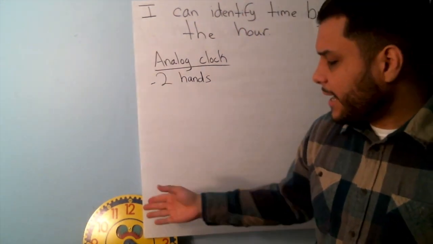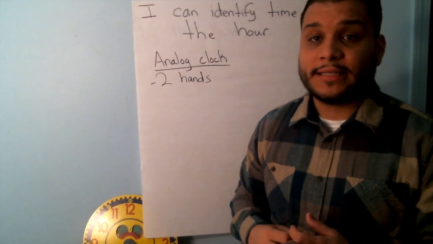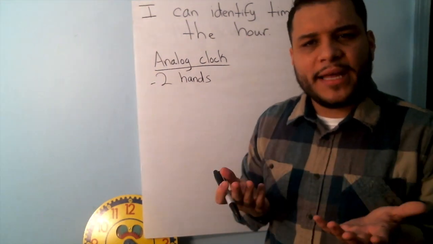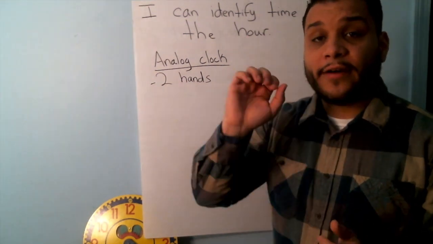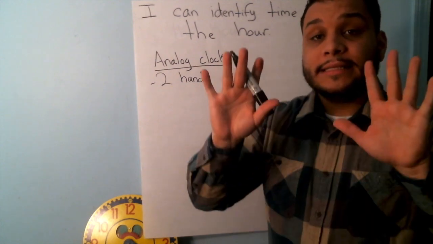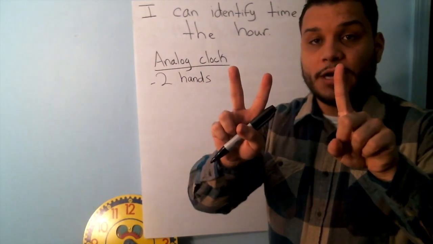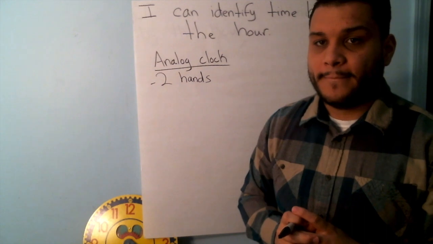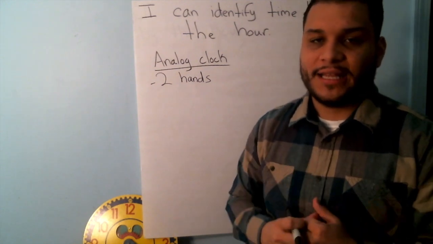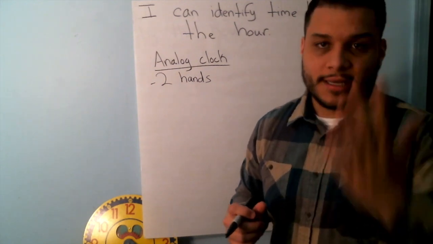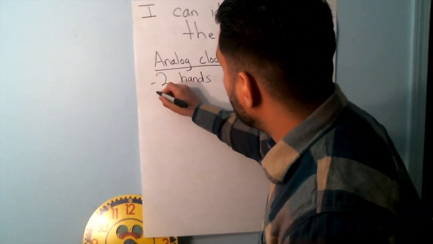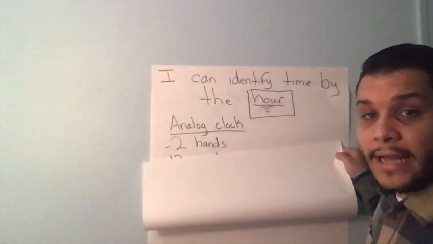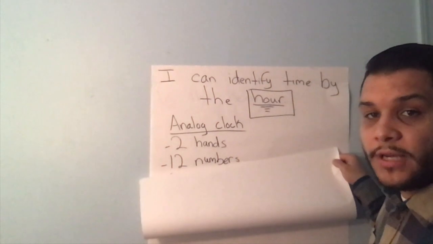If I was looking at my analog clock, not only would I say that it has two hands, but how many numbers does it have? Does it have 5 numbers, 10 numbers, or 12 numbers? Perfect. If you said 12, kiss your brain. It has 12 numbers.